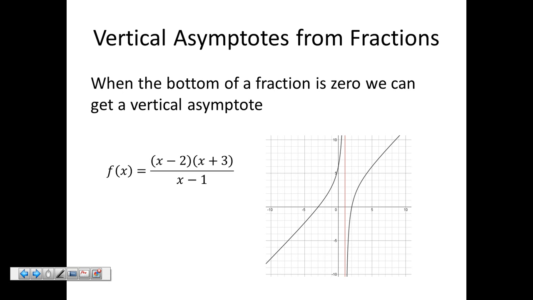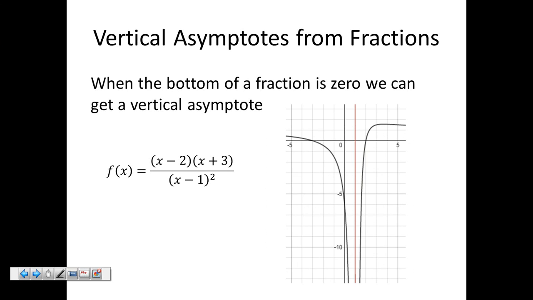And I want to point out that this limit from the left is equal to a positive infinity. This limit from the right is equal to a negative infinity. So we cannot take the limit as x goes to 1. We can only take it as we approach 1 from the left or from the right.